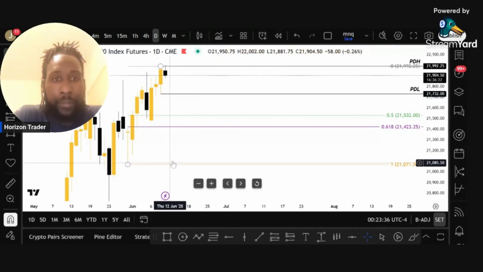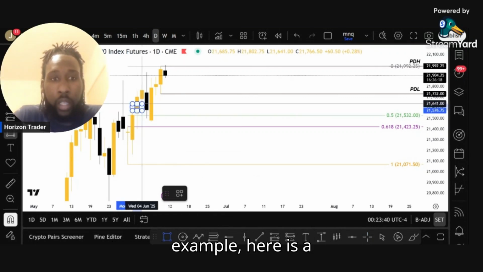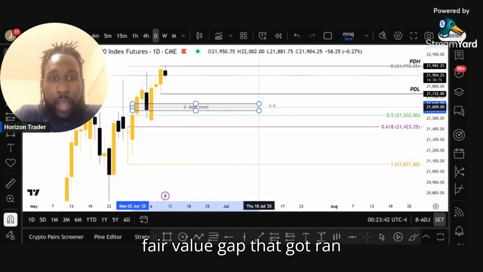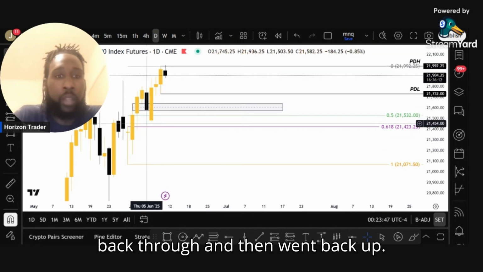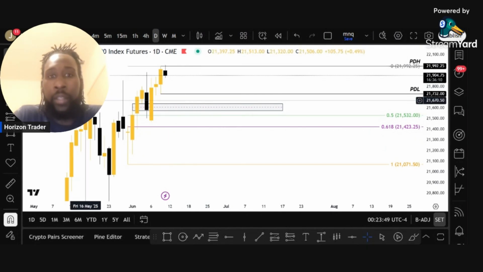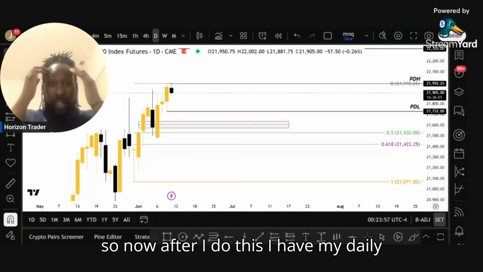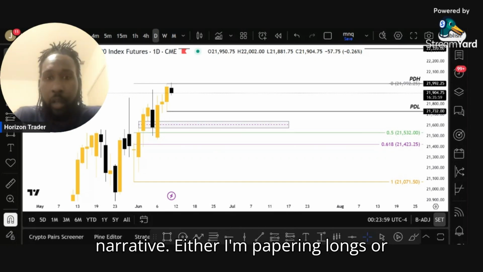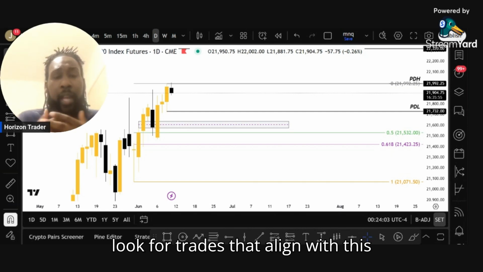So there are none on this run. But for example, here is a fair value gap that ran back through and then went back up to the buy side. So now after I do this, I have my daily narrative. Either I'm favoring longs or I'm favoring shorts today, and I will only look for trades that align with this direction.